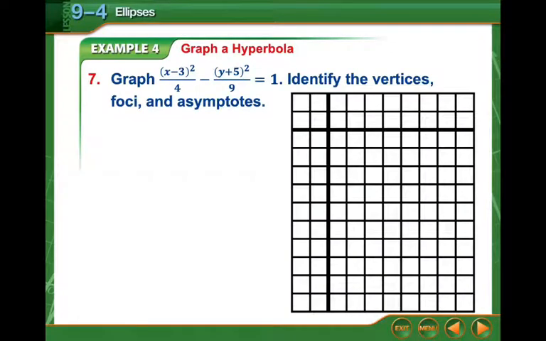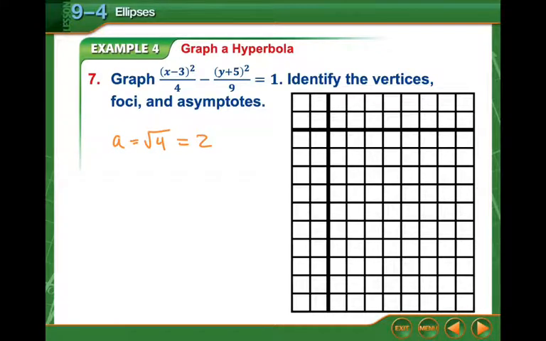So here we are given one. We want to graph it and identify the vertices, foci, and asymptotes. So let's do that before we graph it. So the vertices, those are easy. Well, one of them is easy. A is equal to the square root of 4 or 2.